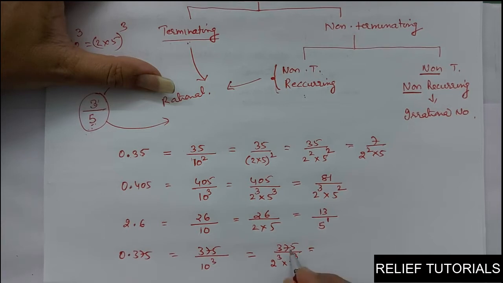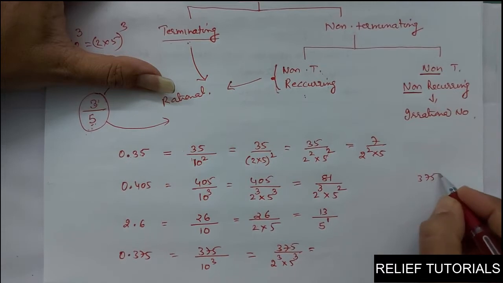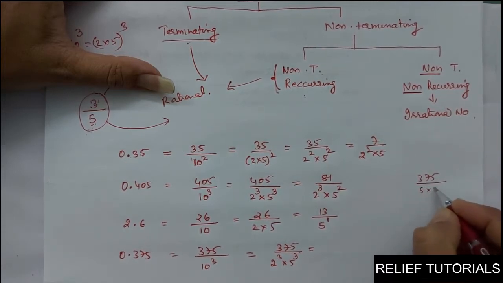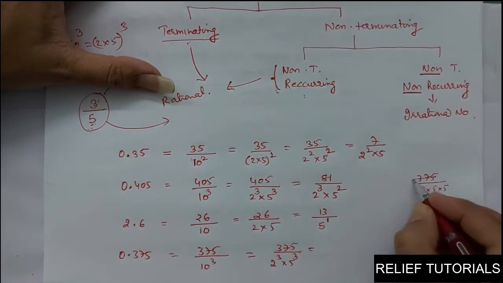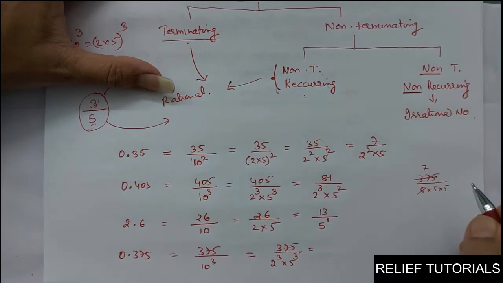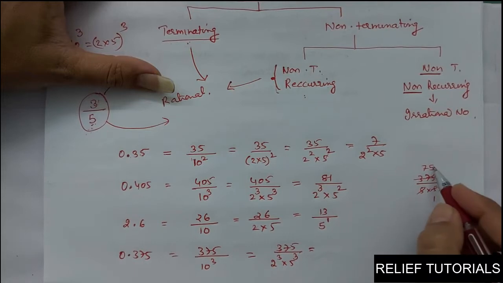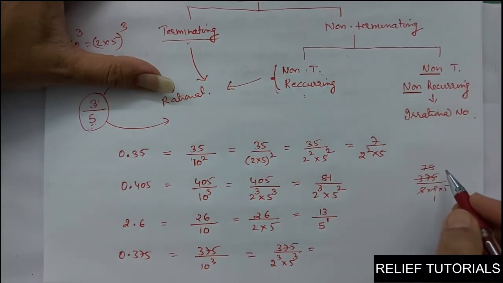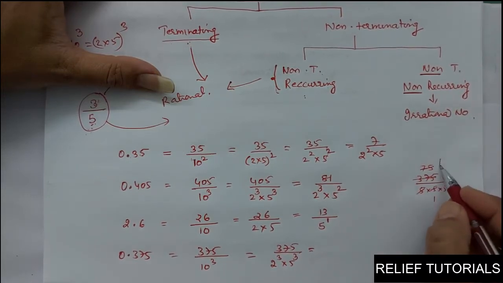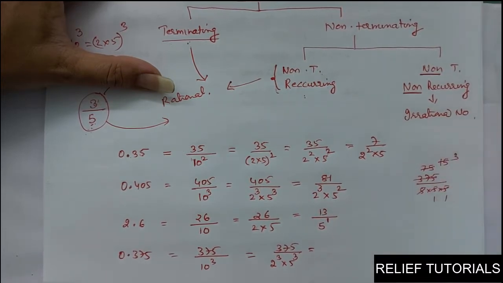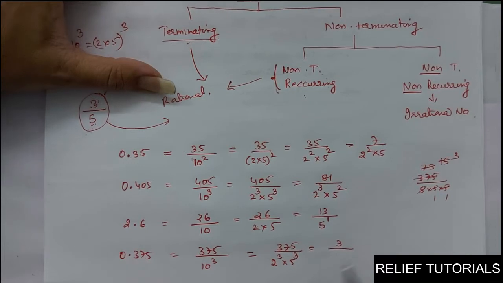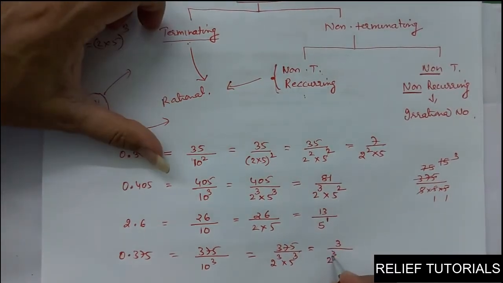Okay. So 375 divided by 5 means how many times it goes? See here, 375 divided by 5 cube means 5 into 5 into 5. 5 ones are 5, how many times there? 7 5s are 35. That's 20, 75. Again 5 ones are 5, how many times does 5 go in 75? 15 5s are 75. Clear? If you again divide by 5, you will get 3. So what you will get? 3 upon 2 cube.